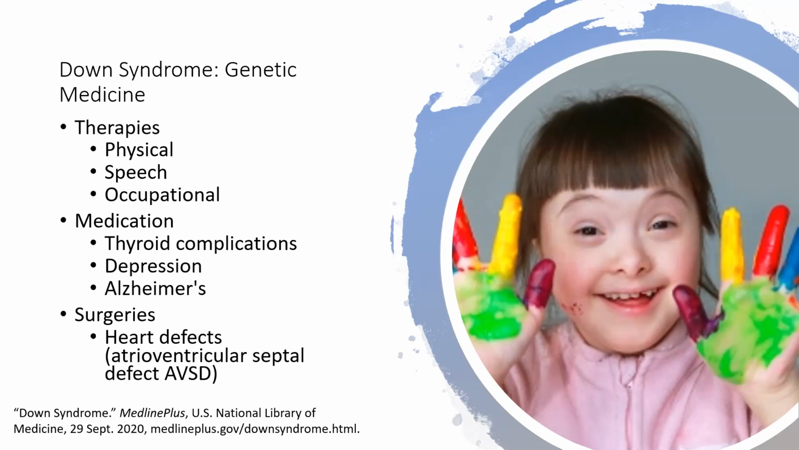So we have different therapies that will help them lead a normal life and be more self-sufficient. We have medication for onset difficulties that they may have just because of this genetic condition, and surgeries in case there are any physical problems that can be fixed.